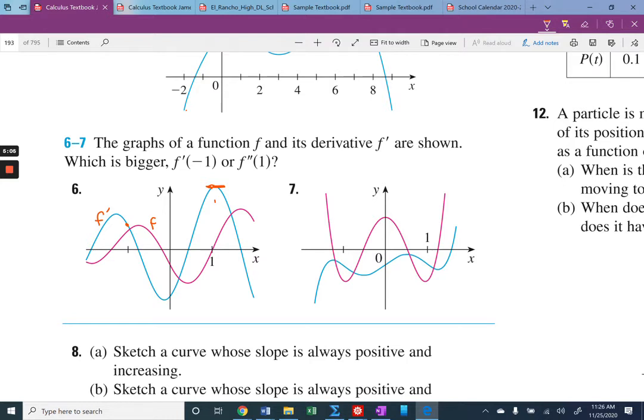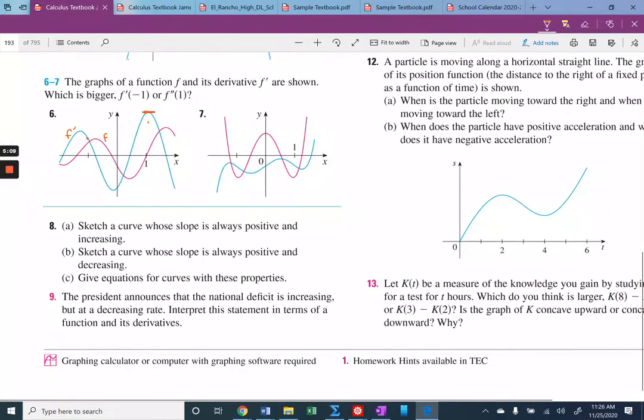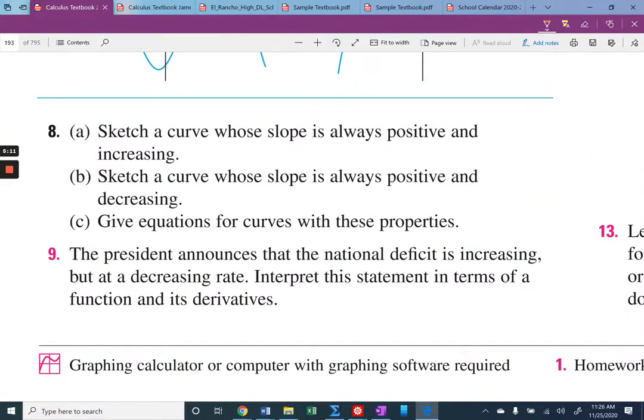All right, let's move on to number 9. It says the president announces that the national deficit is increasing but at a decreasing rate. Interpret this statement in terms of a function and its derivative.